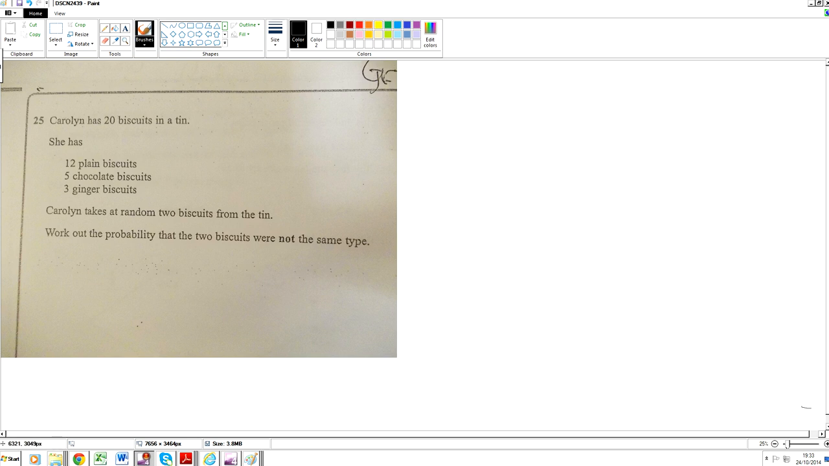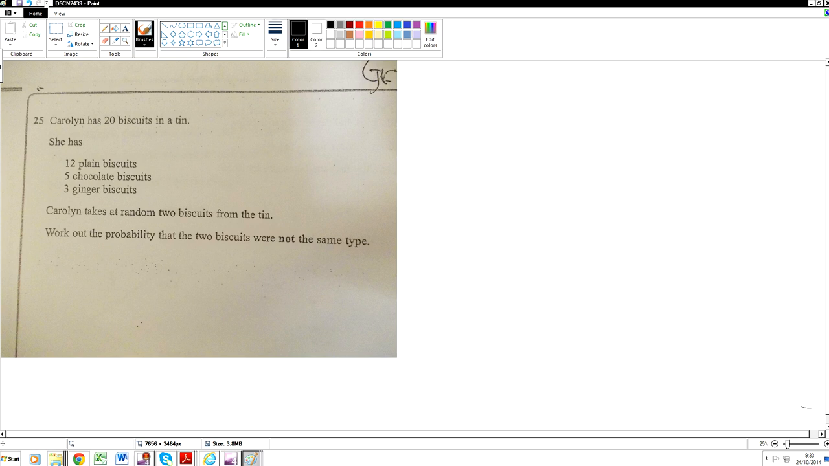Right, Caroline has 20 biscuits in a tin. She has 12 plain biscuits, 5 chocolate biscuits, and 3 ginger biscuits. Caroline takes at random 2 biscuits from the tin. Work out the probability that the 2 biscuits were not the same type. Remember, 2 biscuits taken out means they weren't replaced, so we have to change the fractions. Let's have a look at what this question entails. The probability of choosing, say, they're not the same.